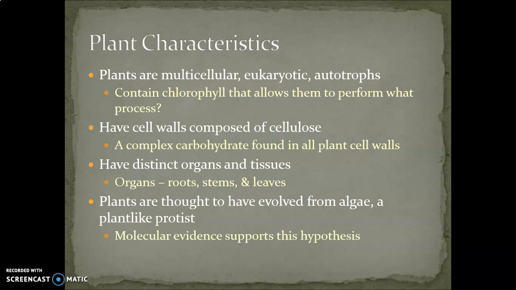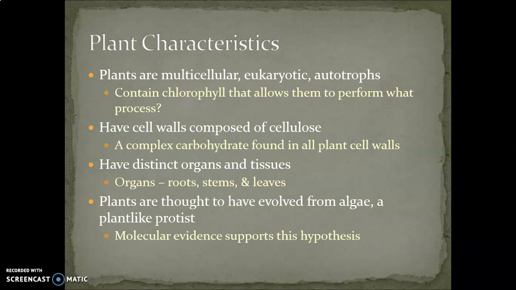Right, so to be a plant, you have to be a eukaryote, you have to be multicellular, you have to be an autotroph, and you have to have a cell wall made of cellulose. If you have all of those things, then you have met the requirements to be in the plant kingdom.